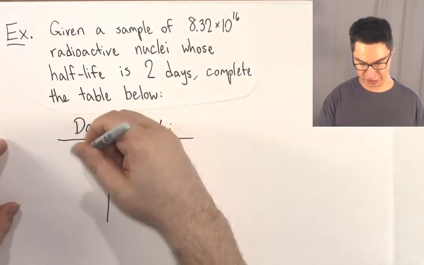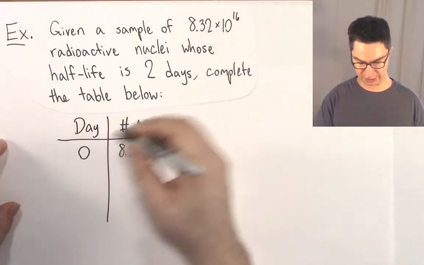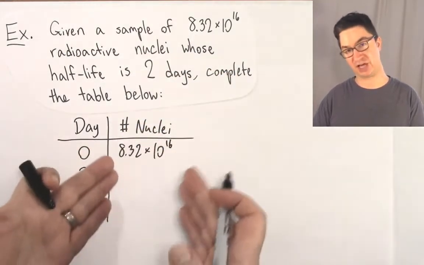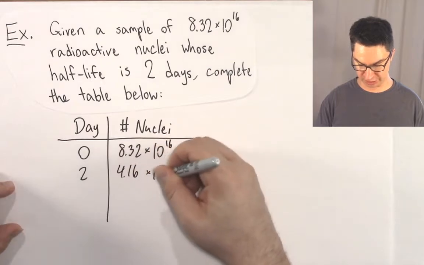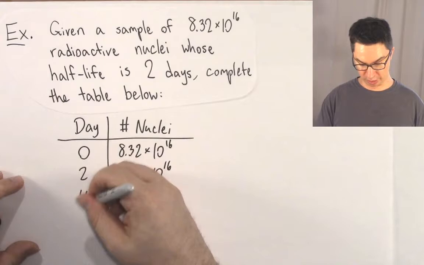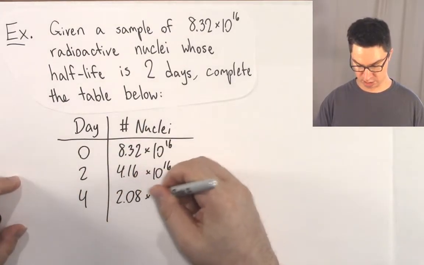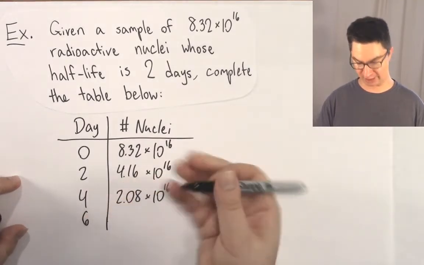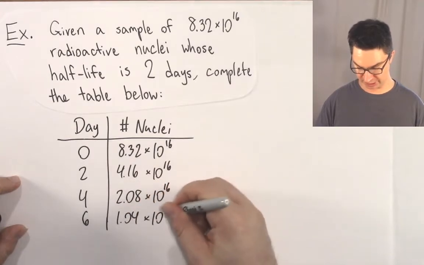So let's say on day 0 we start with 8.32 times 10 to the 16th, and if the half-life is 2 days, then 2 days later we're going to have exactly half of those nuclei, so 4.16 times 10 to the 16th, and then another 2 days later we're going to have half of that, so that's going to be 2.08 times 10 to the 16th, and so on and so forth. So after 6 days we're going to have half of that, which is 1.04 times 10 to the 16th.